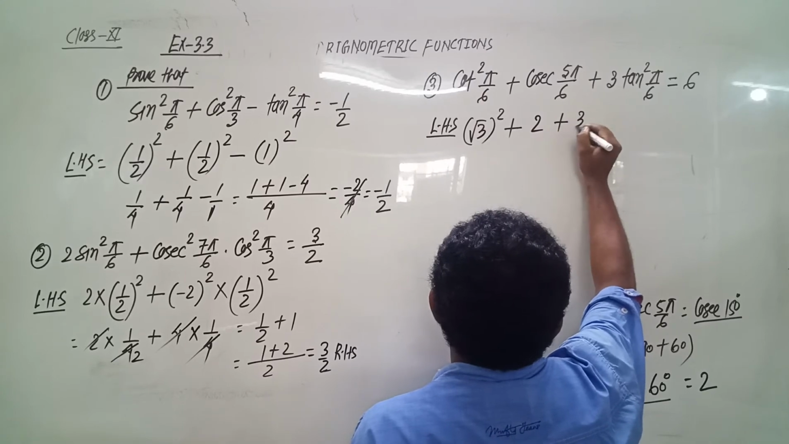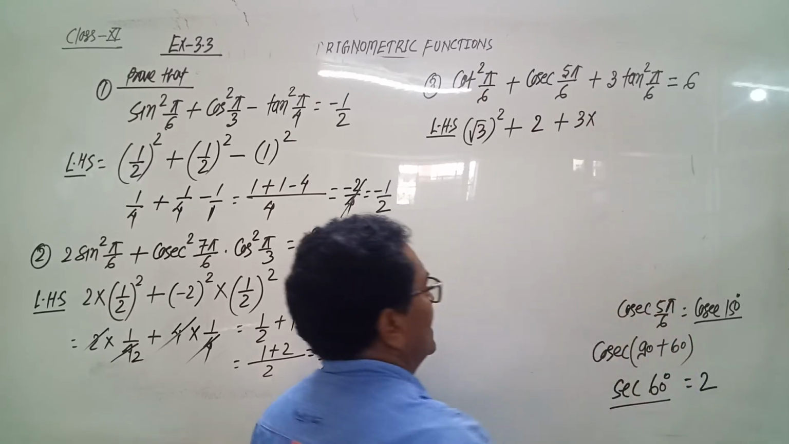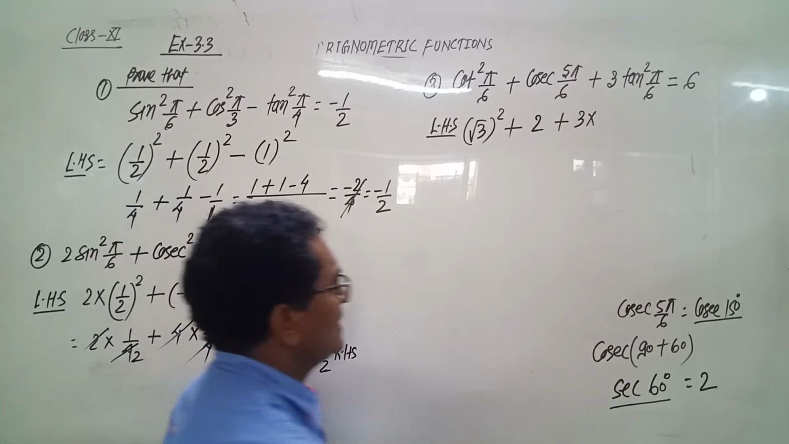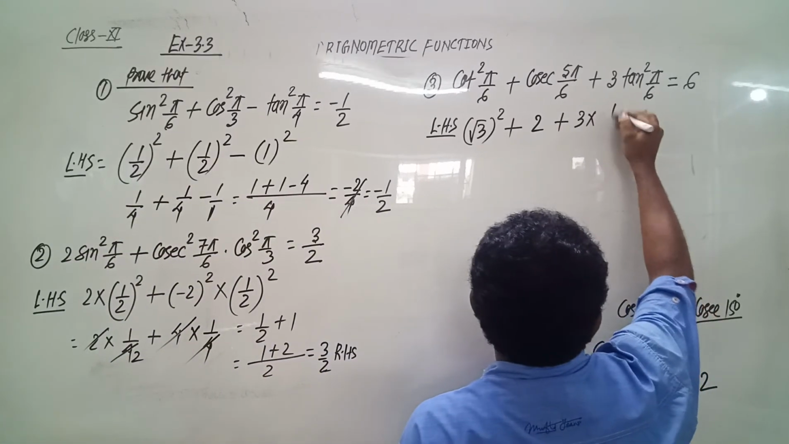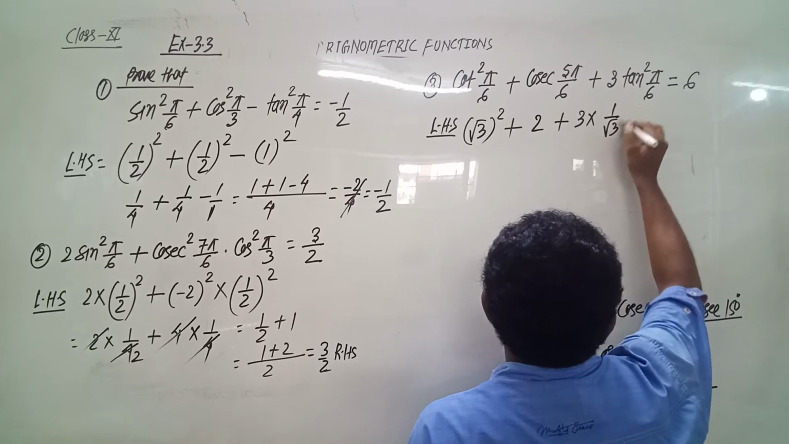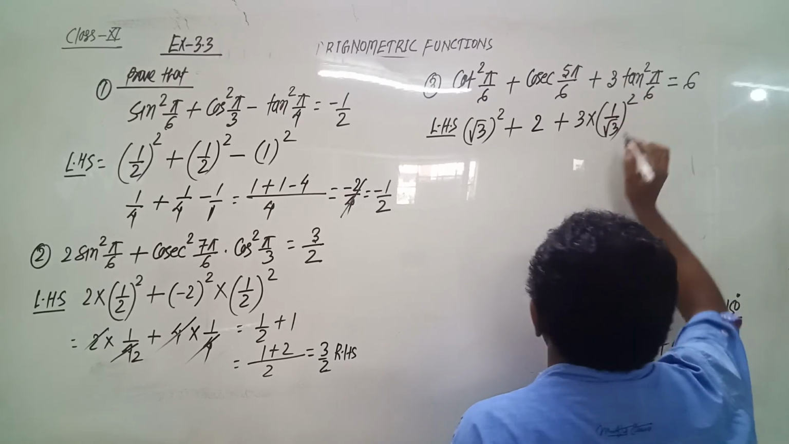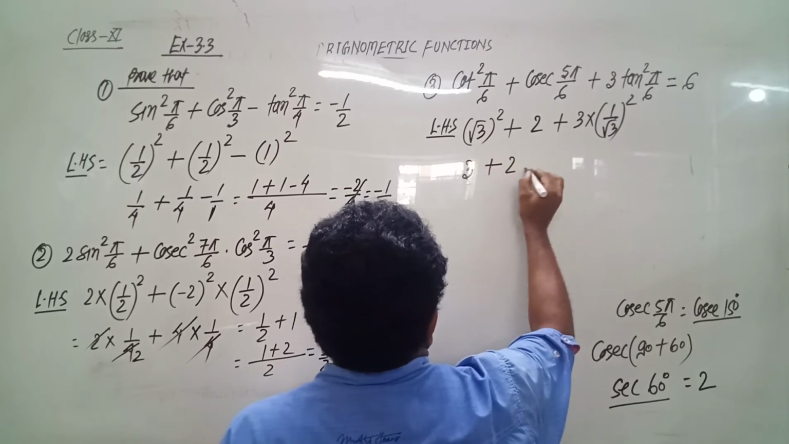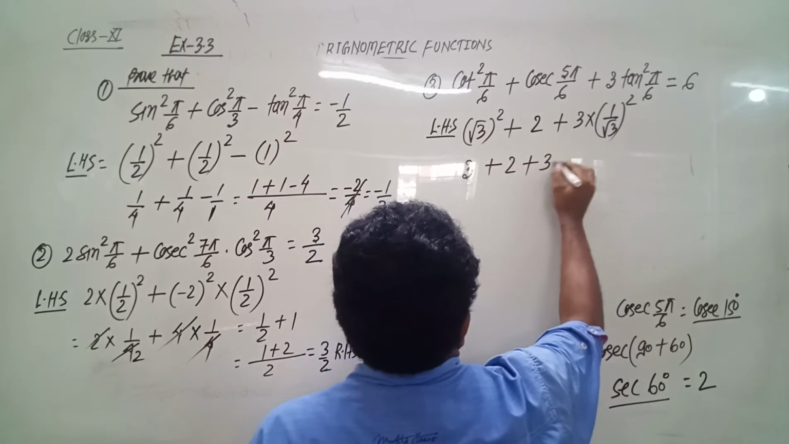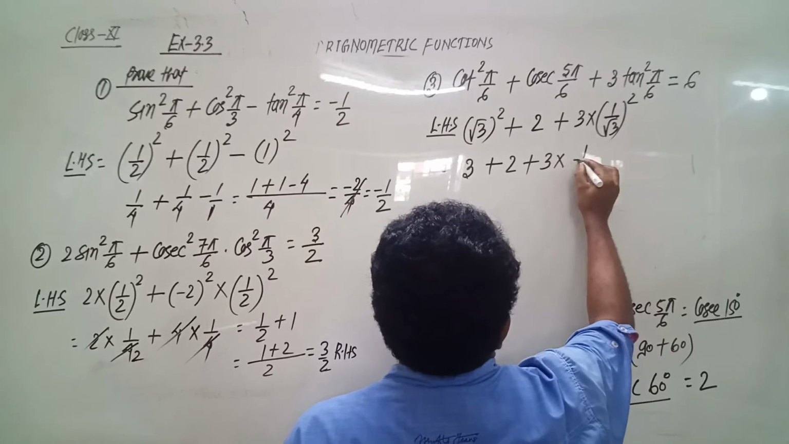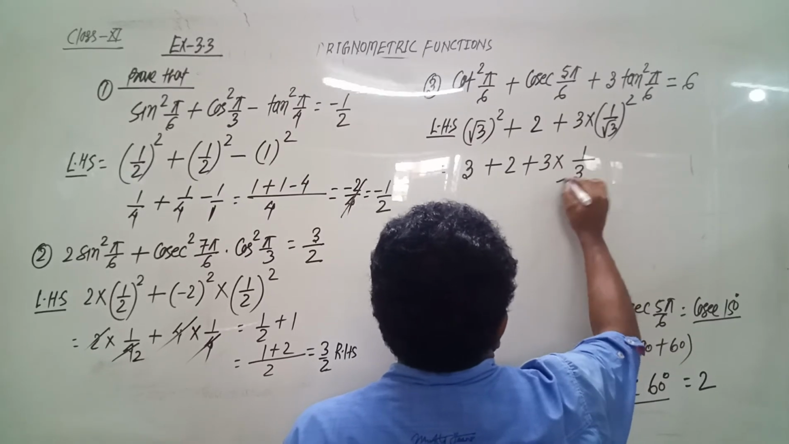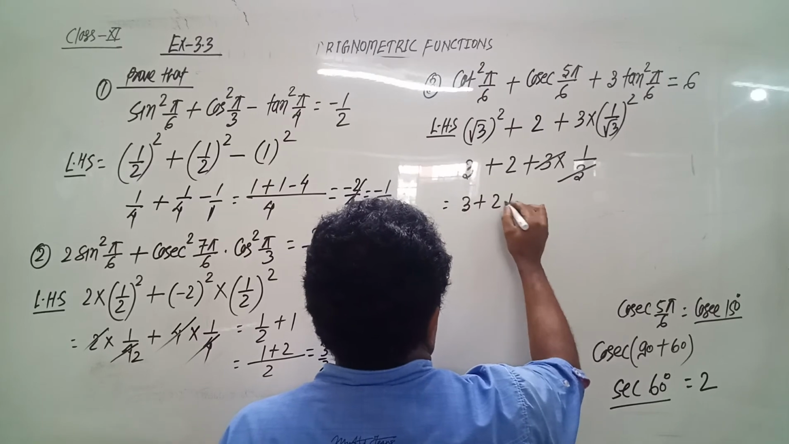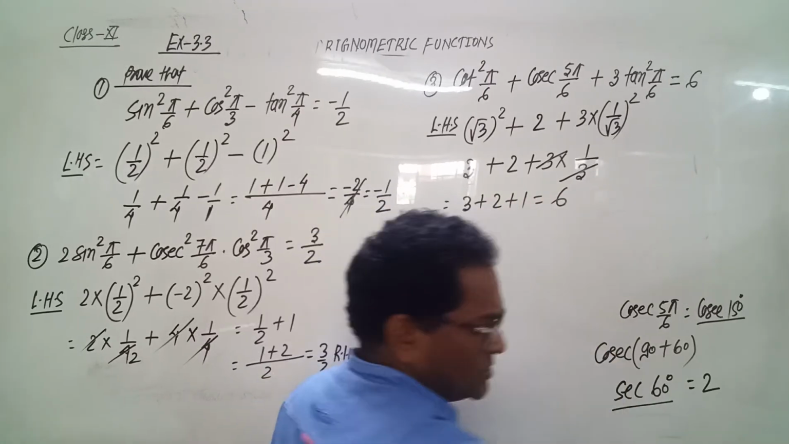Plus 3 into tan square pi by 6. Tan pi by 6 means tan 30 degree. Tan 30 degree is 1 by root 3, and it is squared. So 1 by root 3 the whole square. So we get root 3 squared, 3, plus 2, plus 3 into 1 squared, 1, over root 3 squared, 3. 3 and 3 cancel. And we get 3 plus 2 plus 1, which equals 6.